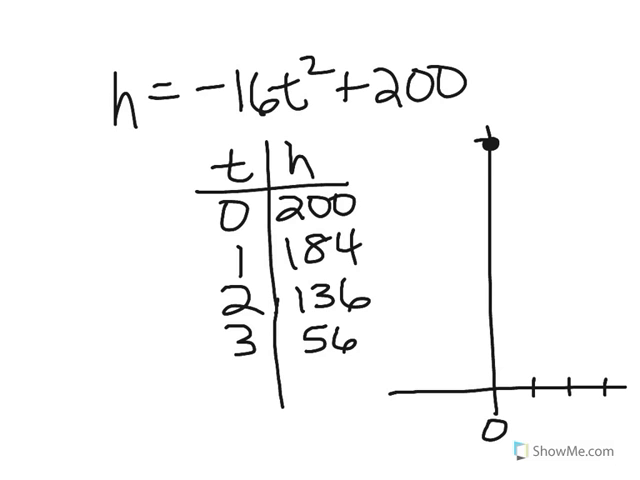After 1 second, you're at 184 feet. After 2 seconds, you're at 136 feet. And after 3 seconds, you're only at 56 feet. So the graph looks something like this. Obviously, at some point, this graph is supposed to violently change direction because you're hooked up to a bungee cord that yanks you away from the planet before you strike it.